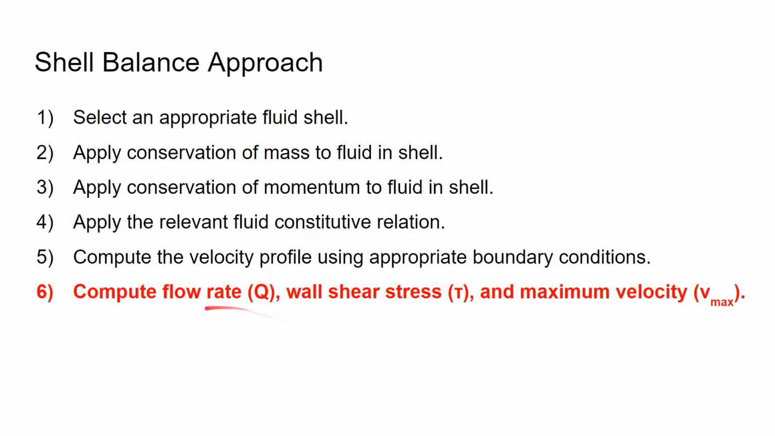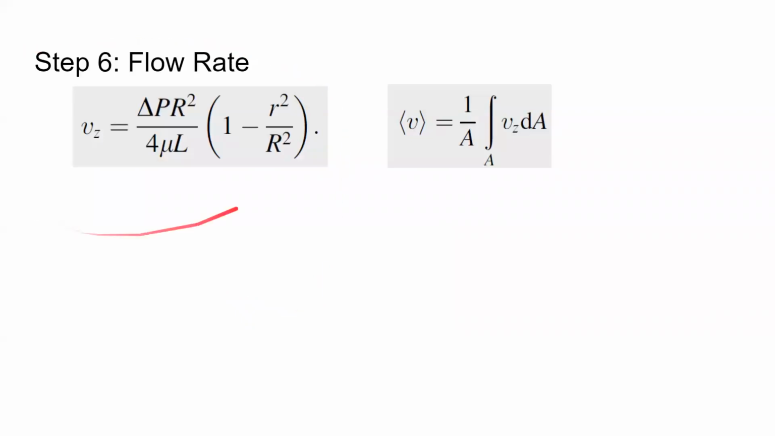Great, now let's go to our final step, which is step number 6. We're going to compute the flow rate, the wall shear stress, which we already did, and maximum velocity V max, which we already did as well. So we need to find flow rate. And again, to find flow rate, we need to first find average velocity. This is how we find average velocity.